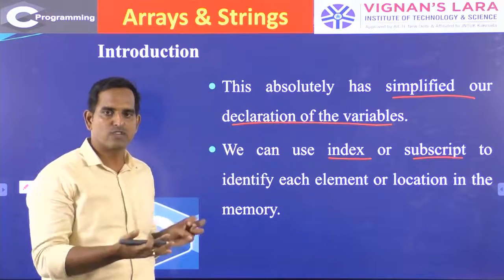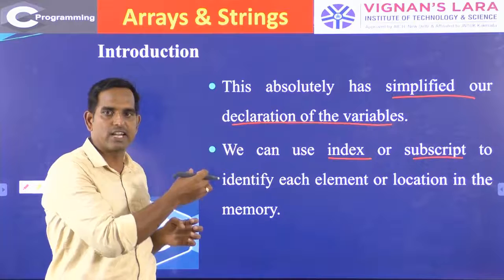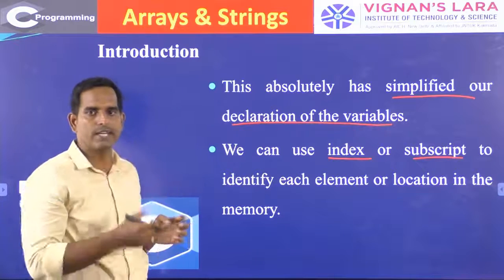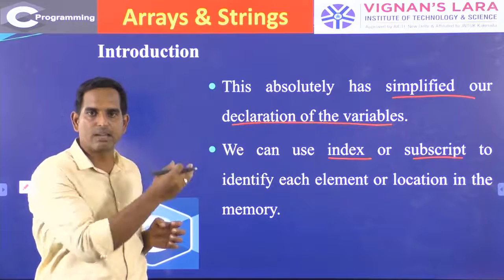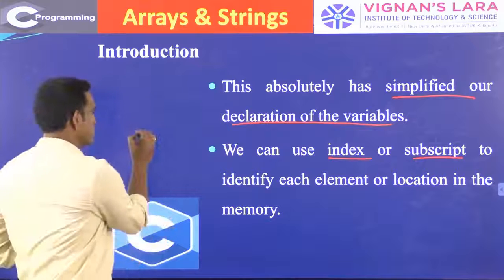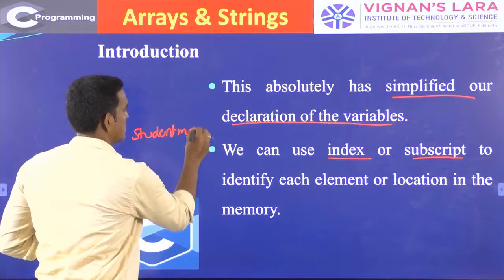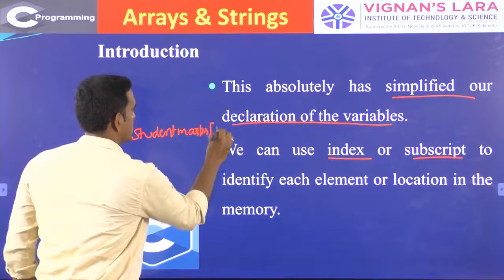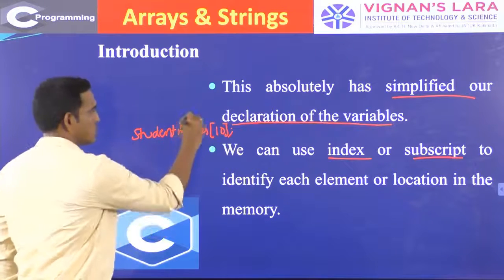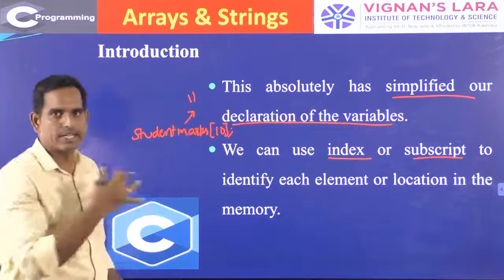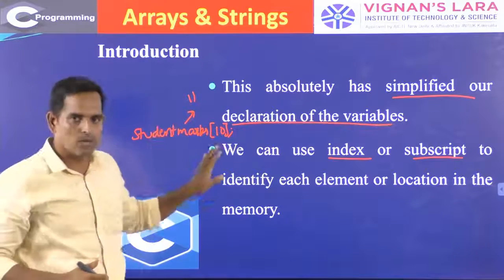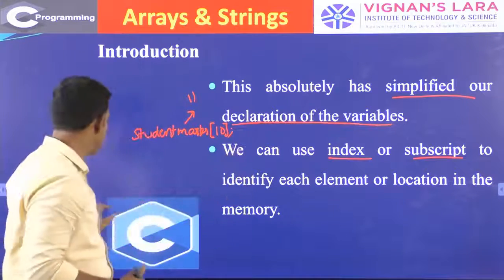You can use the index of your array to identify each and every element, that is, from 0 to 999, I can identify each and every element separately. That is, if I use studentMarks of 10, this refers to the 11th element in your complete array. So this is how you will be having your arrays and their representation.